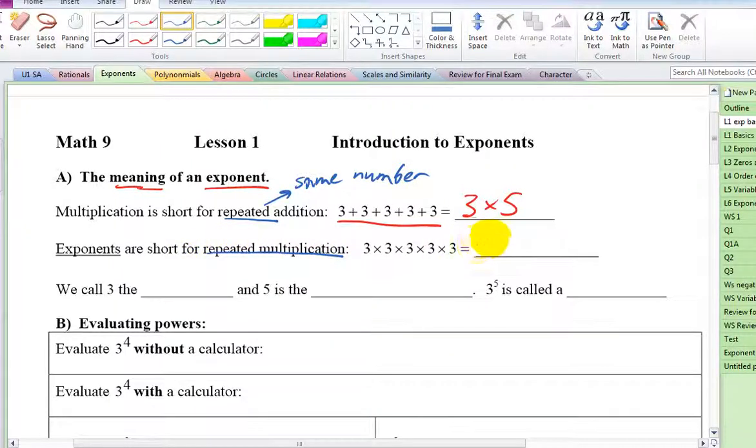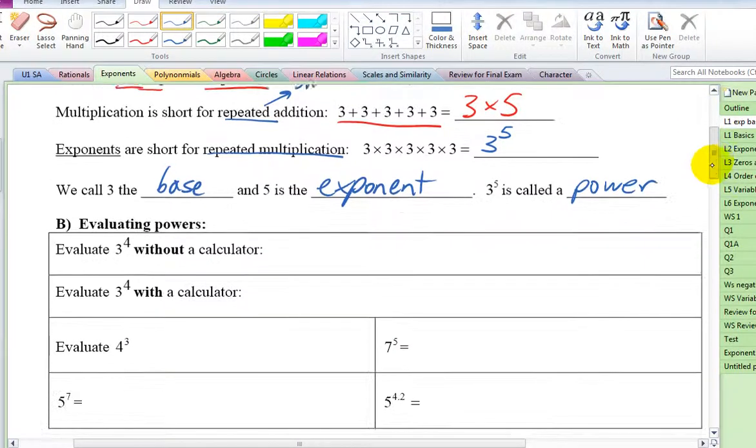So how many 3's are there? 5. So 3 is your base, 5 is your exponent. It's the short form. It saves you time. That's one of your homework questions, by the way. Okay? So we call 3 the base, B-A-S-E, and 5 is called the exponent. What do we call the whole thing, do you know? Power. Often we'll say 3 to the power of 5, technically that's not right, okay? But that happens quite a bit.